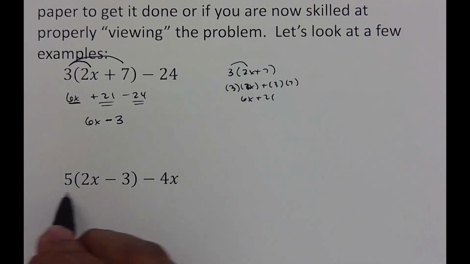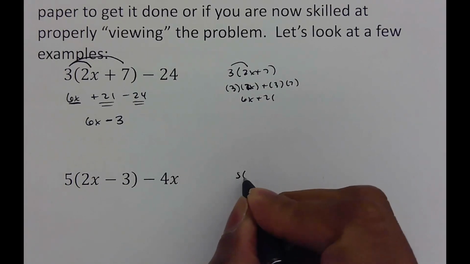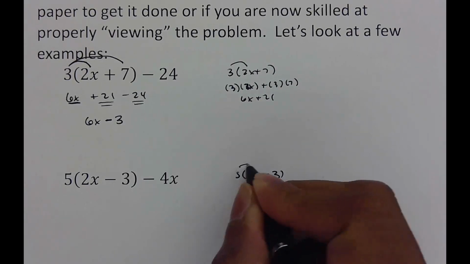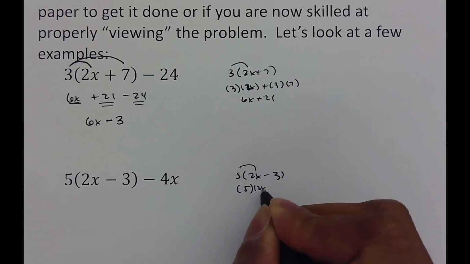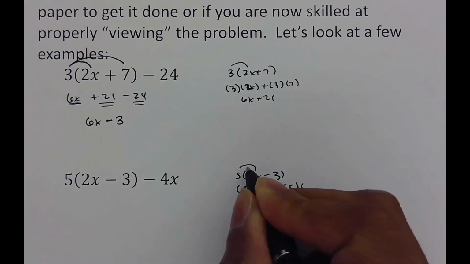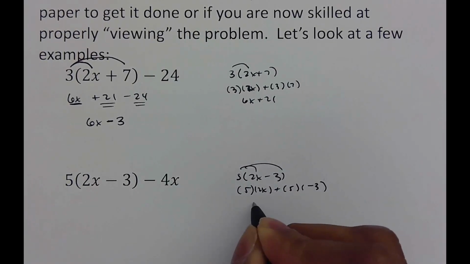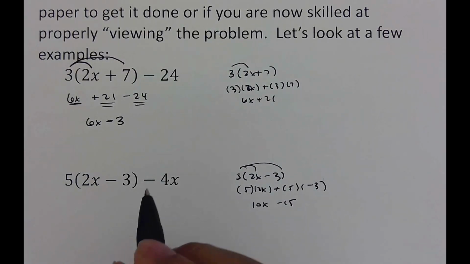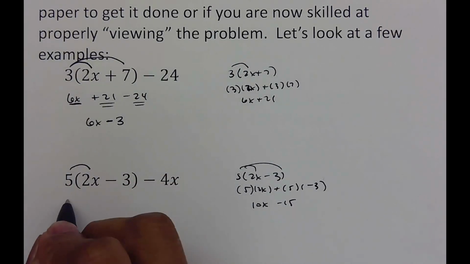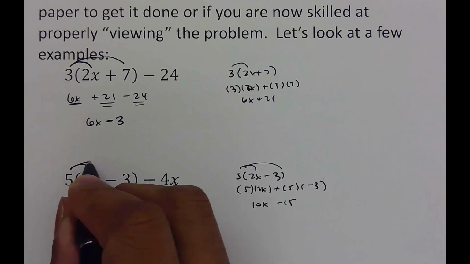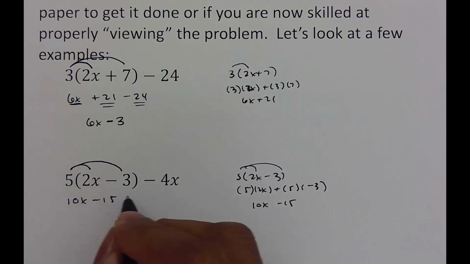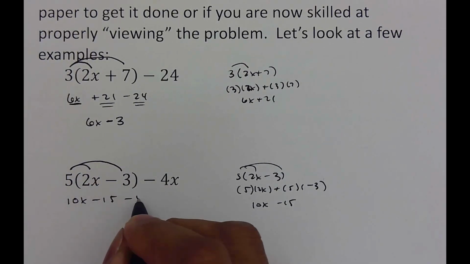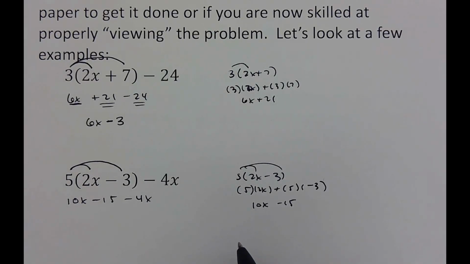Same thing here. If you don't know what that is by looking at it, just take it off to the side. Write your meetings. 5 meets 2x, and 5 meets negative 3. That'll be 10x minus 15. You can bring it back, or as I said, if you can view this as 5 times 2x is 10x, 5 times negative 3 is negative 15. Just don't forget to bring down your negative 4x and go from there.